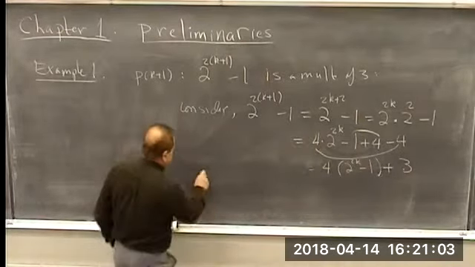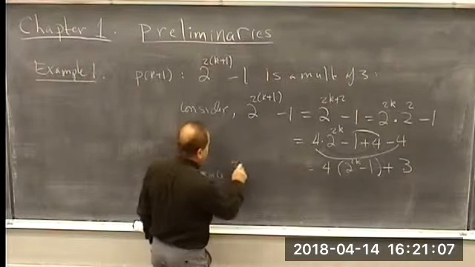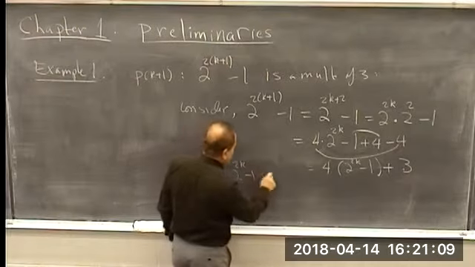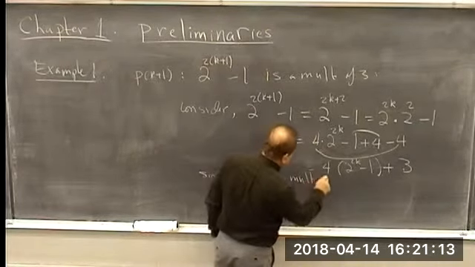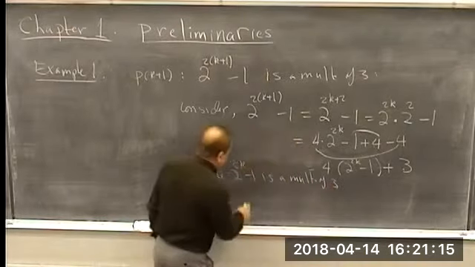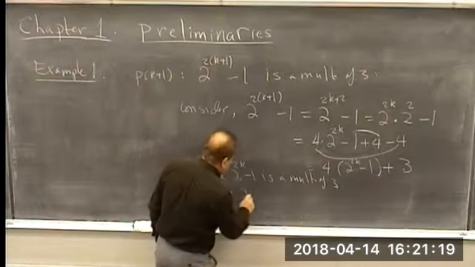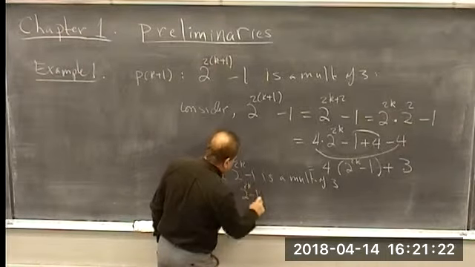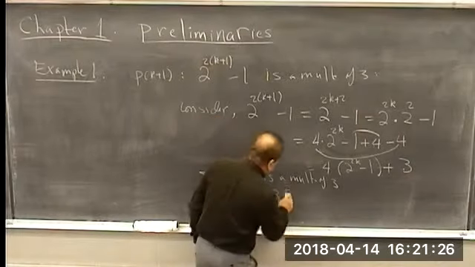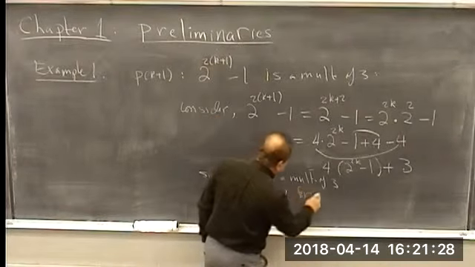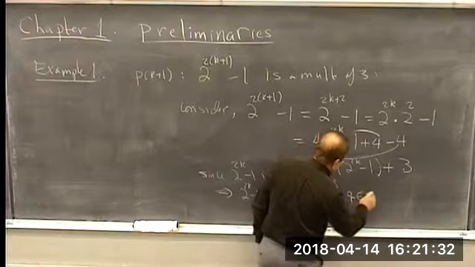Now, since 2 to the power 2k minus 1 is a multiple of 3, this implies that 2 to the power 2k minus 1 is equal to 3 times q for some q being a natural number.